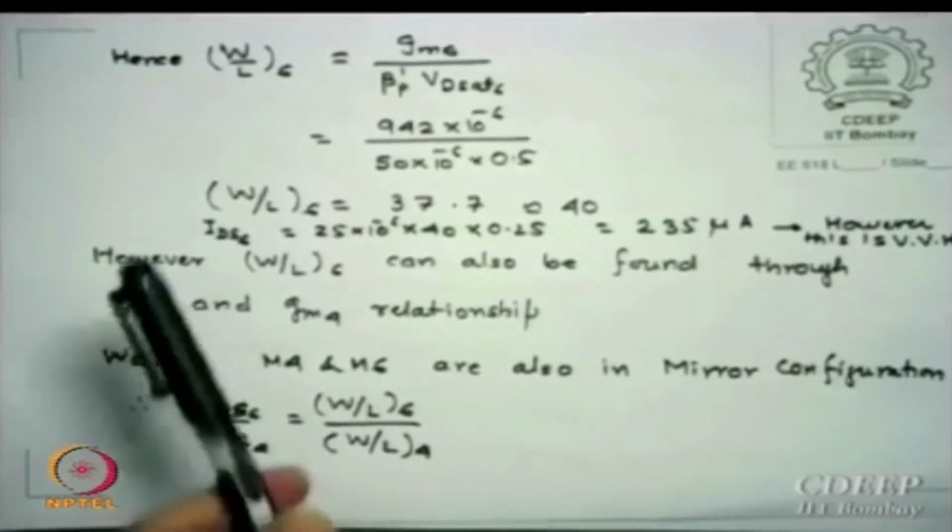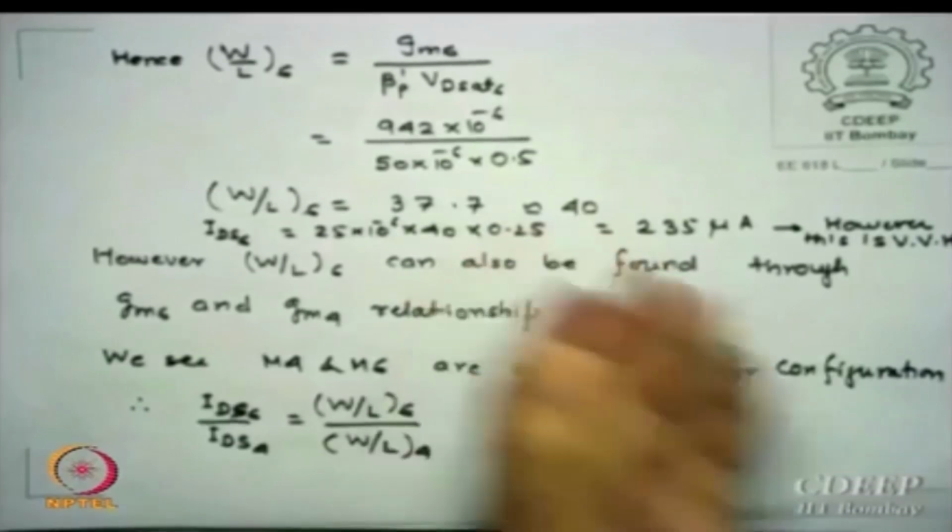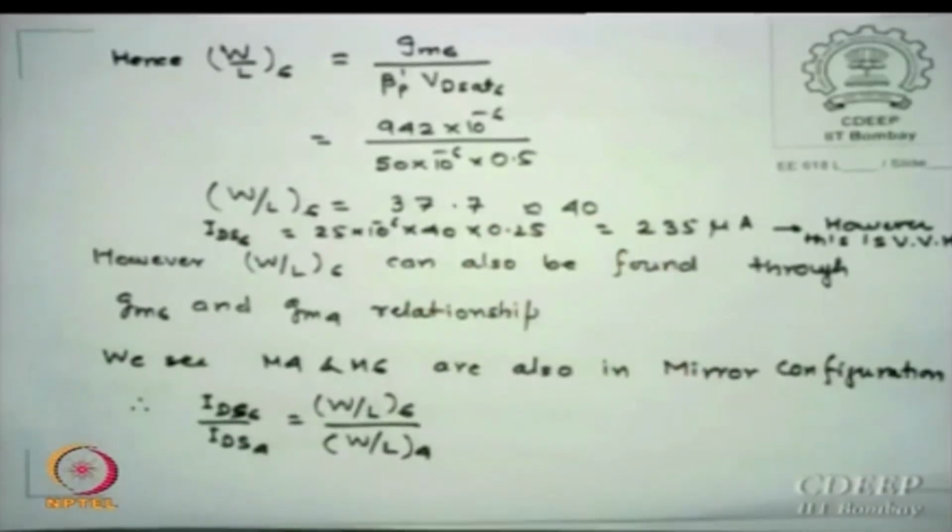I said fine, W by L 6 if I calculate I get roughly 40, and for this the ID6 is 235 microamps. What is the maximum IDS5 I am flowing? 25 microamps. This is roughly 10 times I am pushing in the last transistor. Size W by L of 40, I am using like a buffer. That is not very good because this seems to be an excessive power consuming device.